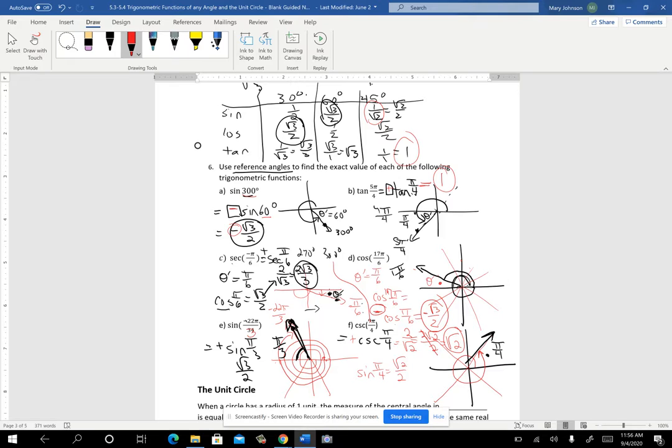Okay, one other thing from this notes page I wanted to do is just develop the unit circle. So I'm going to do that in a separate video.